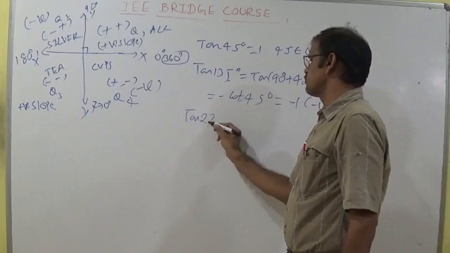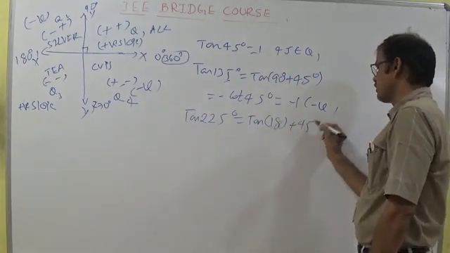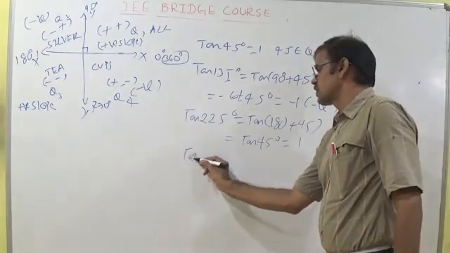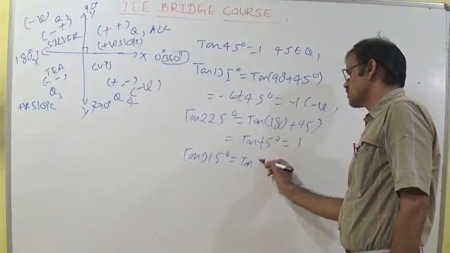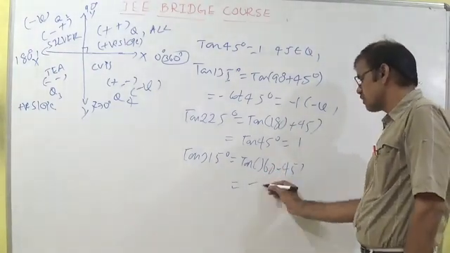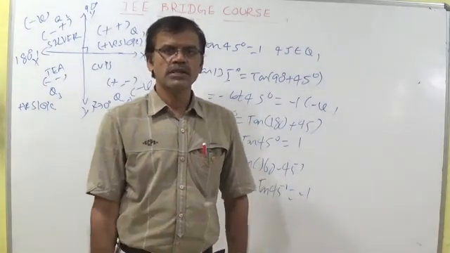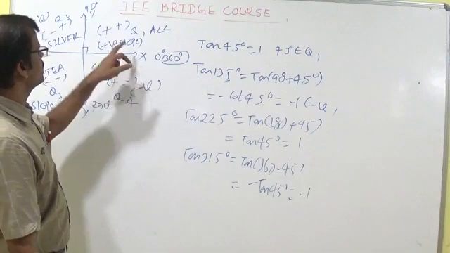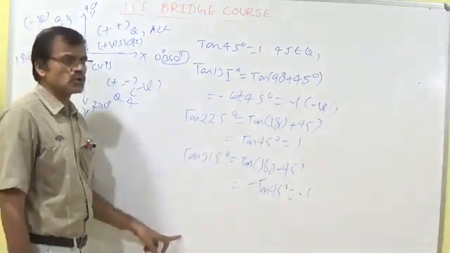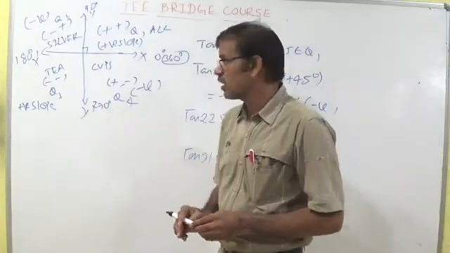If you take tan 225 degrees, that is the third quadrant: tan of 180 plus 45 becomes tan 45, so the value is 1. If you take tan 315 degrees, you can write tan of 360 minus 45. Tan 360 is nothing but 0 degrees, so tan of 0 minus 45 directly gives minus tan 45, which equals minus 1. Everywhere the slope depends on the value of tan theta. In the first quadrant the slope is positive, in the second quadrant negative, in the third quadrant positive, and in the fourth quadrant negative. So the slope of a line depends upon the angle, tan theta, according to trigonometry, the all silver teacups formula and the quadrants.